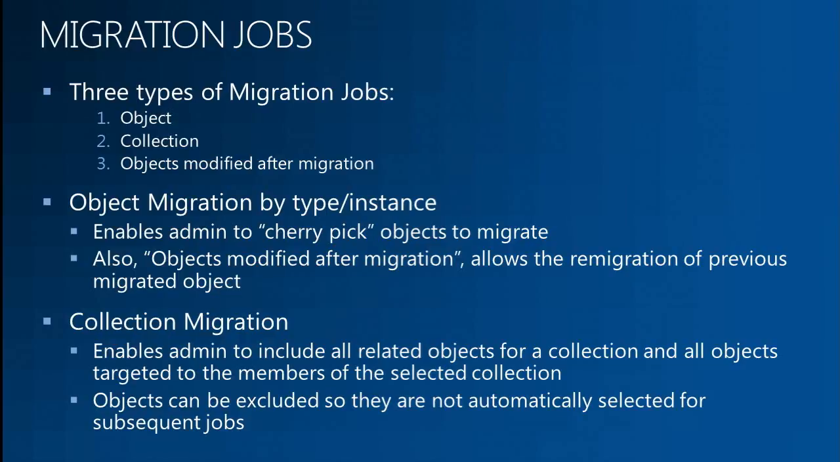And then objects modified after migration. So you'd already migrated something over, now you make a change in 2007, and you want to remigrate it back over. So those are the three types of migration jobs.